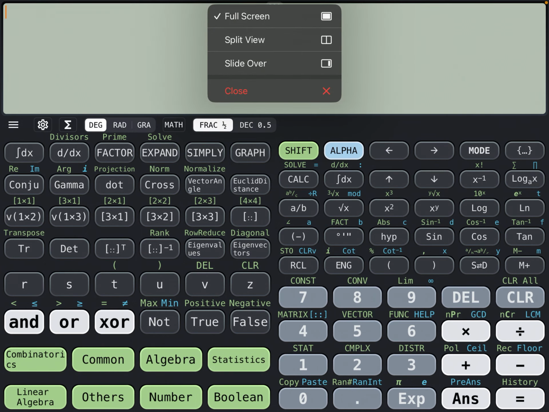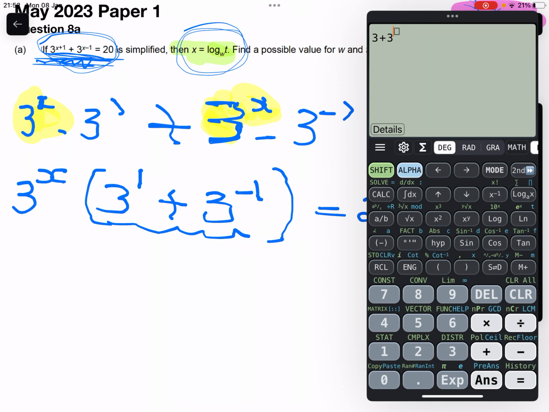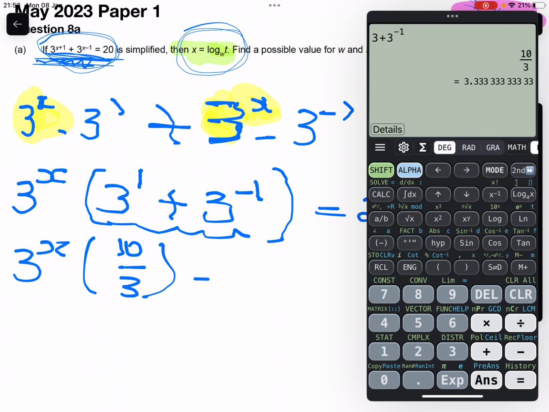Right. So we want to work out what this number over here is. Okay. So we're going to punch it in. 3 to the 1 is just 3, and 3 to the minus 1 is a third. Okay, so that gives us 10 thirds. So we've got 3 to the x times 10 over 3 is equal to 20.